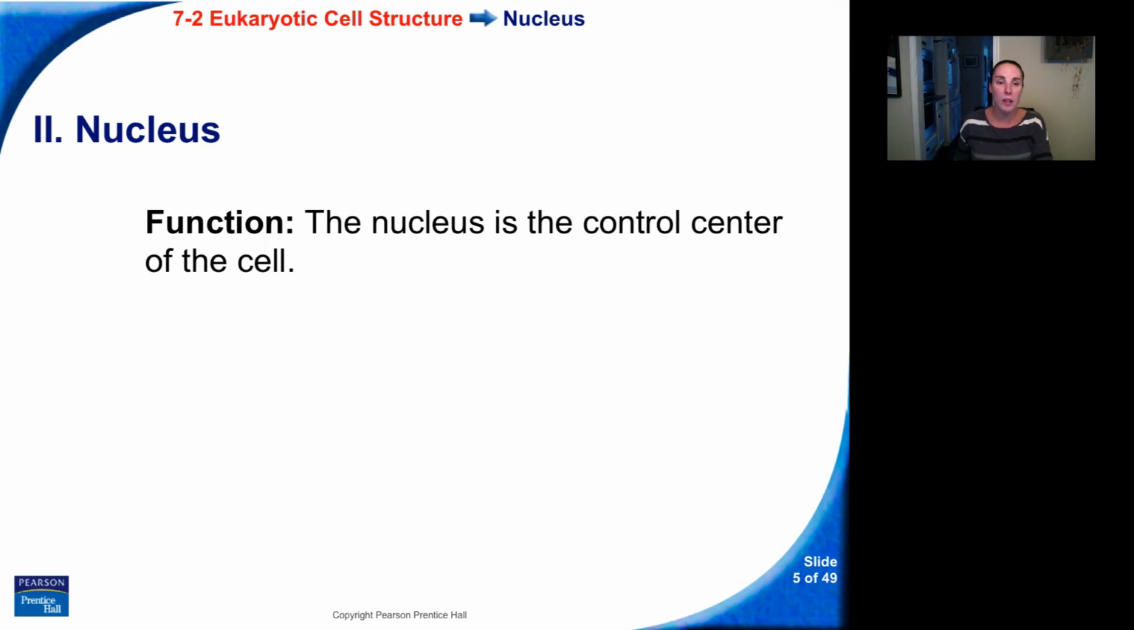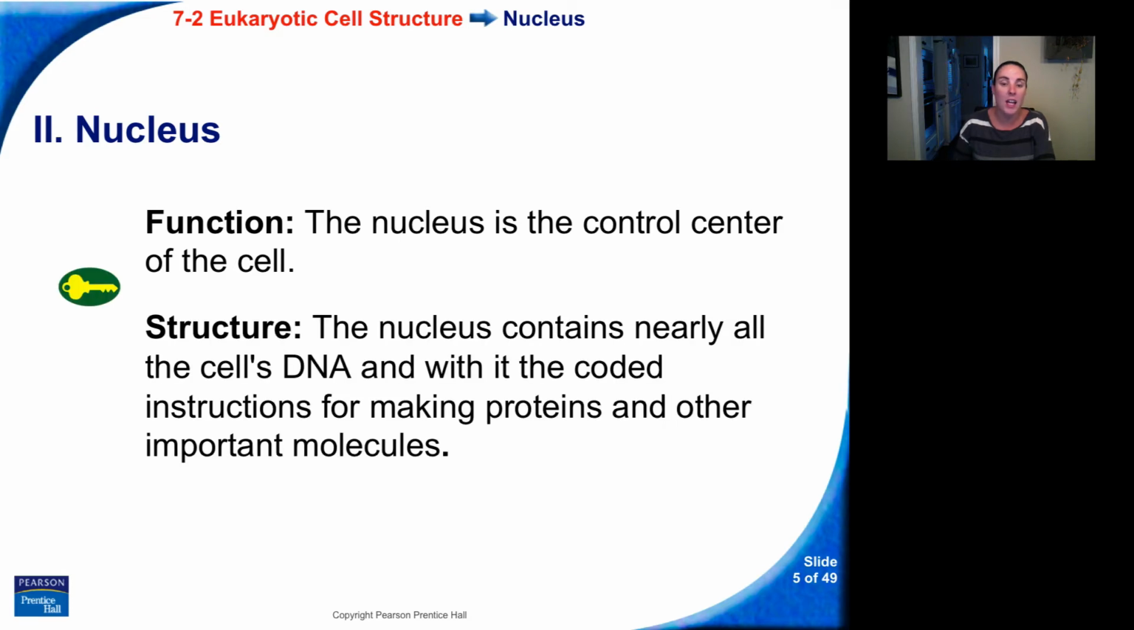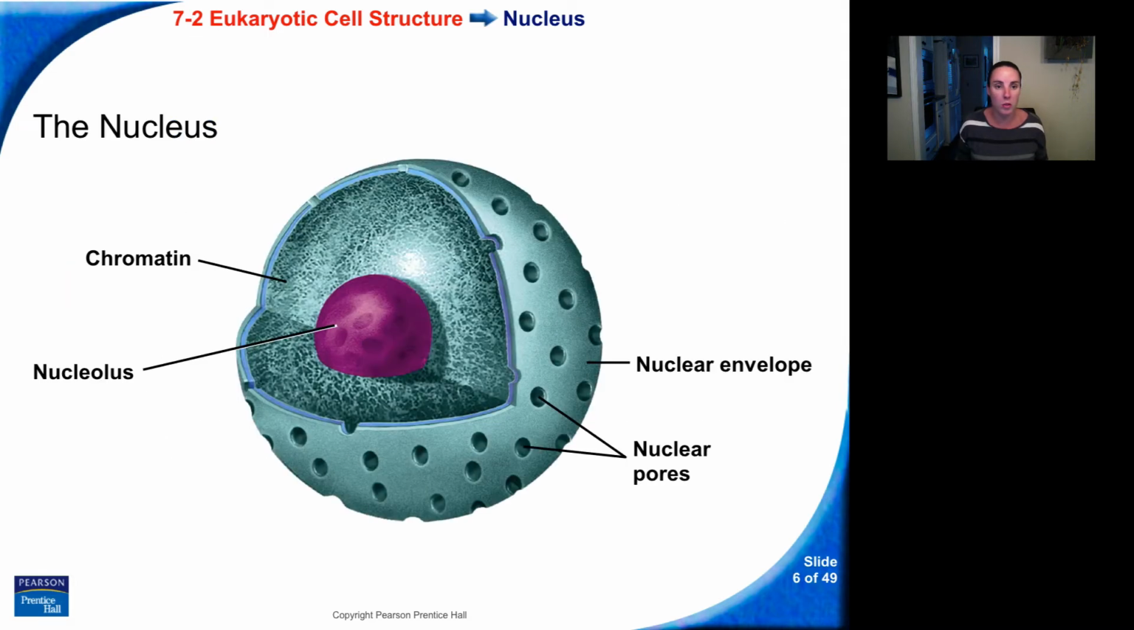And we're going to start with the nucleus. The function of the nucleus is it is the control center of the cell. And the structure is it contains nearly all of the cell's DNA, and with it the coded instructions for making proteins and other important molecules. So within the nucleus is the DNA, and the DNA is basically the control molecule of the cell.